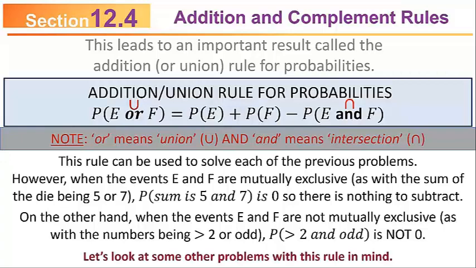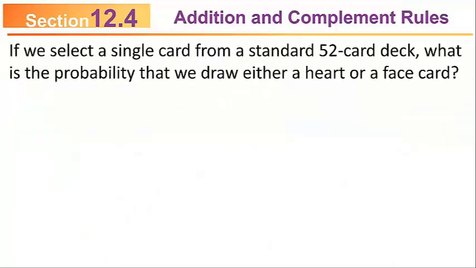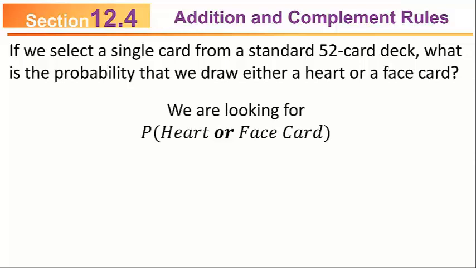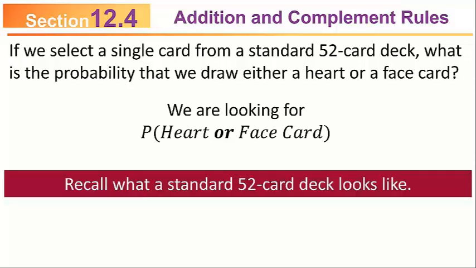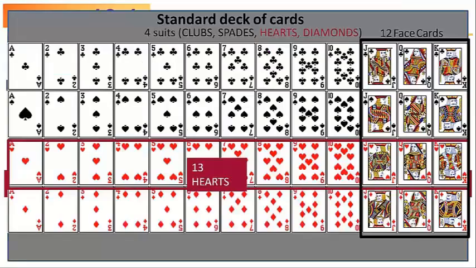Now let's look at some problems where we might want to think about it in terms of using this formula. If we select a single card from a standard 52 card deck, what is the probability that we draw either a heart or a face card? So the probability of a heart or a face card. Recall what this standard 52 card deck looks like. It has 4 suits, 12 face cards, etc., etc.